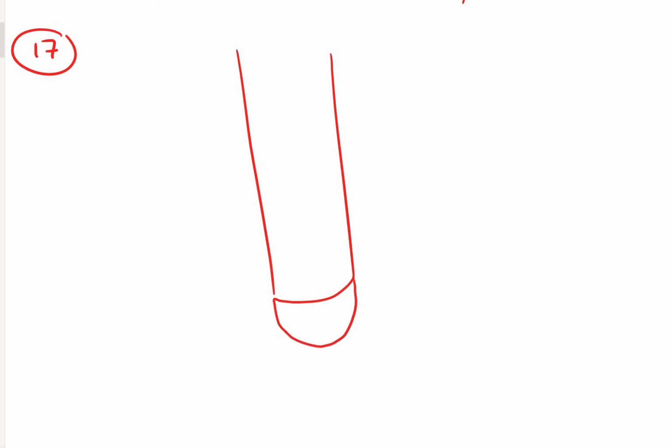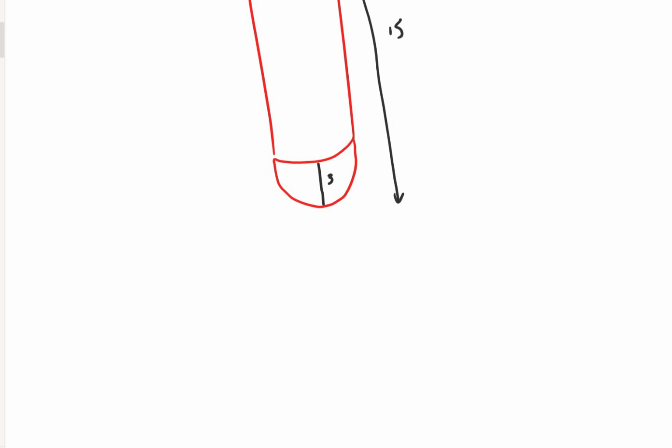Right, last one, question 17. Question 17, we have, like the shape of a bullet, I guess. So it's a cylinder with a hemisphere on the bottom. And the radius of that cylinder part is 3, which obviously means the radius of the sphere is 3 also, and the total height is 15. So I'm going to divide it into 2 bits. I'm going to divide it into the cylinder here plus the hemisphere at the bottom.